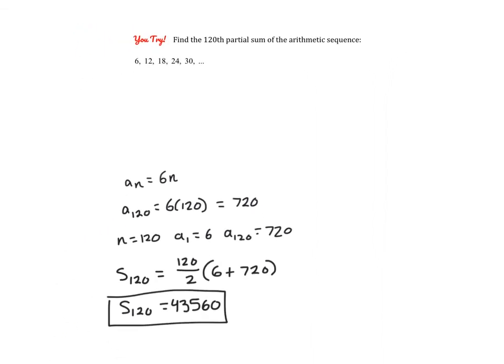All right, so here you'll find that the rule for this sequence is just 6n. So then you can find the 120th term, which should be 720, and then you have everything you need. So plug it into your formula, and you should get 43,560.